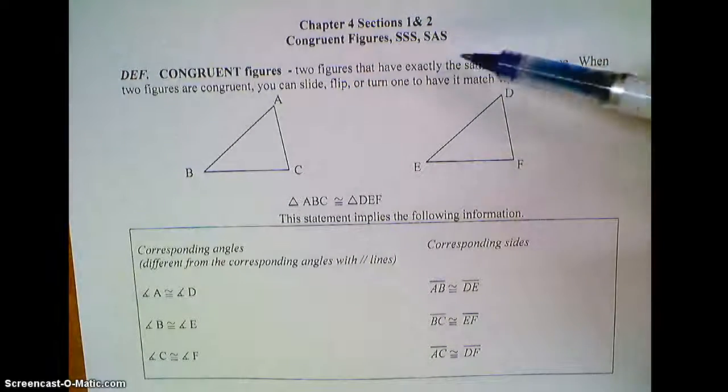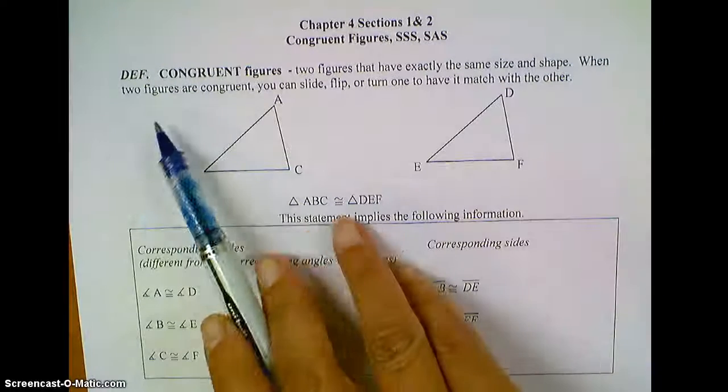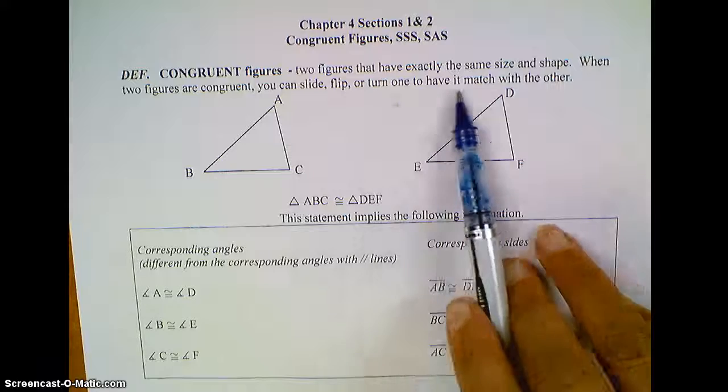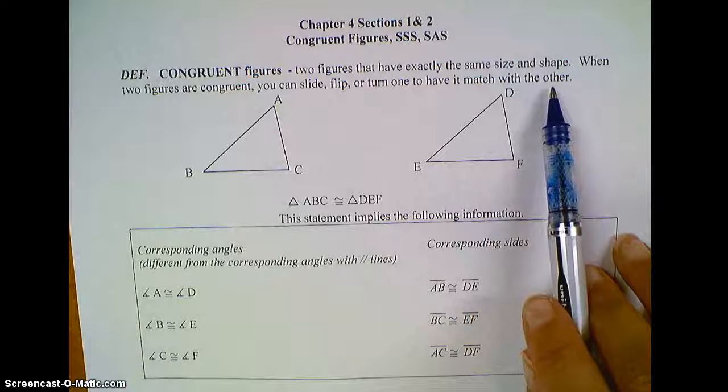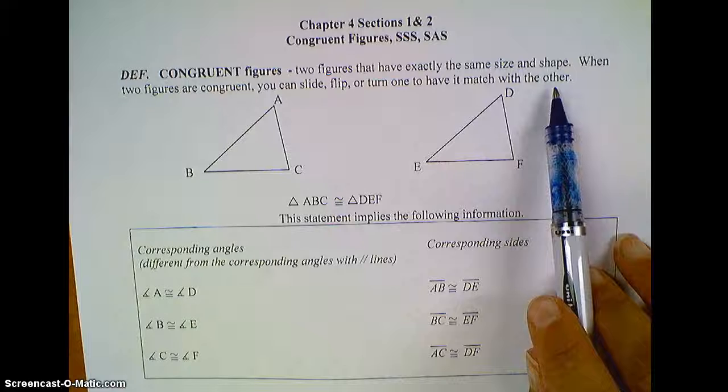That is 2 figures that have exactly the same size and shape. When 2 figures are congruent, you can slide, flip, or turn one to have it match with the other. We'll be touching on that subject as we move through the packet here.